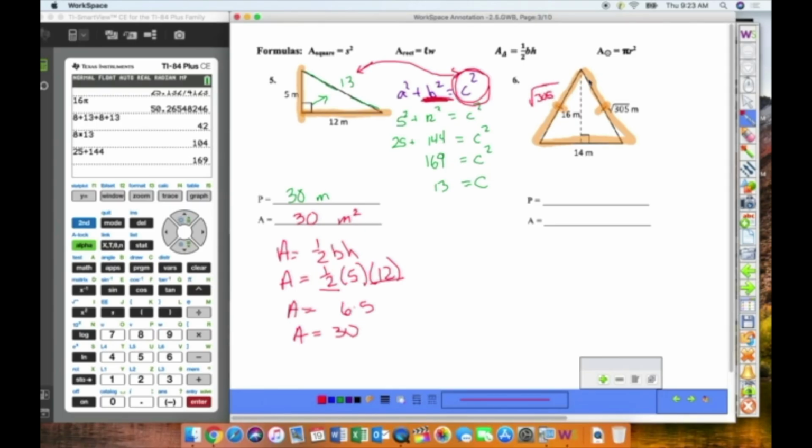Now, a bad thing to do is to punch in the square root of 305 and try to approximate that. We're going to keep things exact. So we need to add these three bad boys together. I need to add this 14, this square root of 305, and this other square root of 305. And we probably haven't added radicals together too often. Well, the way I like to teach it is you treat a radical like it's a variable.